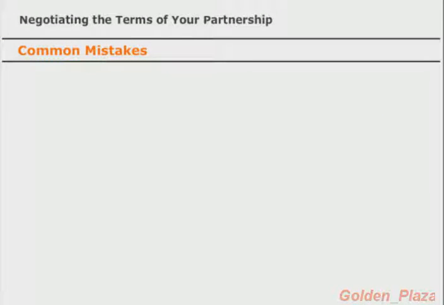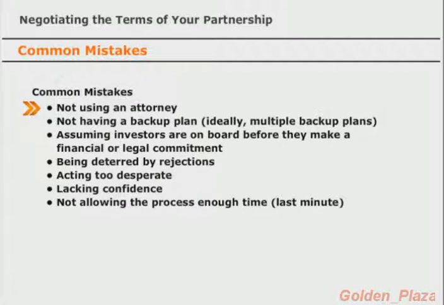Here are some common mistakes that people make when negotiating and acquiring funds from private lenders. Not using an attorney. Not having a backup plan, ideally multiple backup plans. Assuming investors are on board before they make a financial or legal commitment. Being deterred by rejections. Acting too desperate. Lacking confidence. And not allowing the process enough time, last minute.